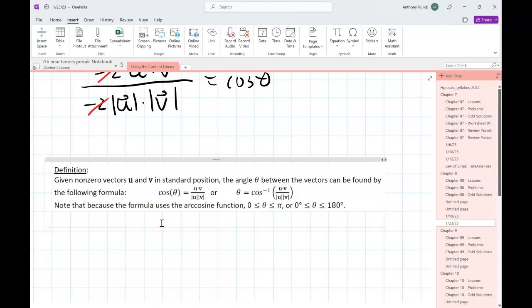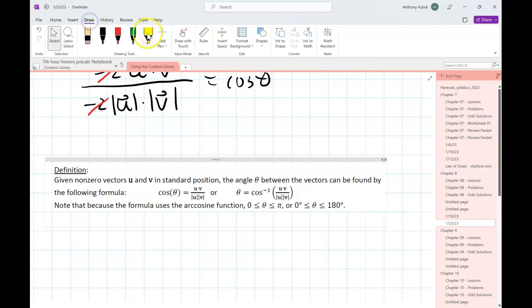Everybody's okay with what we did there algebraically? Would I ask you to do that again? No. Do you need to use the formula? Yeah. That's why we did it the hard way once, so we have the easy formula to use from there on out, right? Thank you. All right.